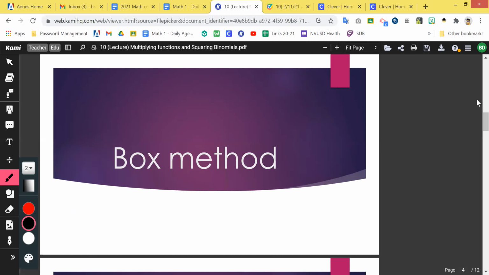Okay, so box method. Box method is very, very similar to what you learned when you first learned multiplication tables. Essentially, what we're going to do is we're going to set up a box. That box is an organizational tool. It organizes the way that we multiply things.